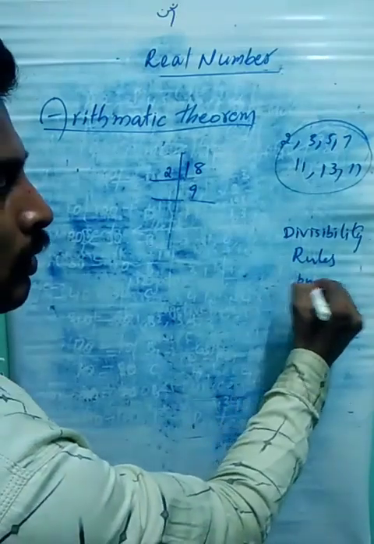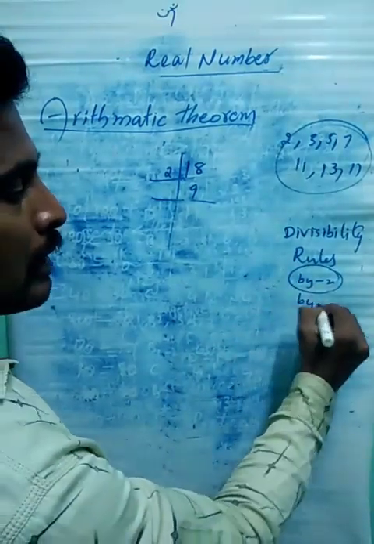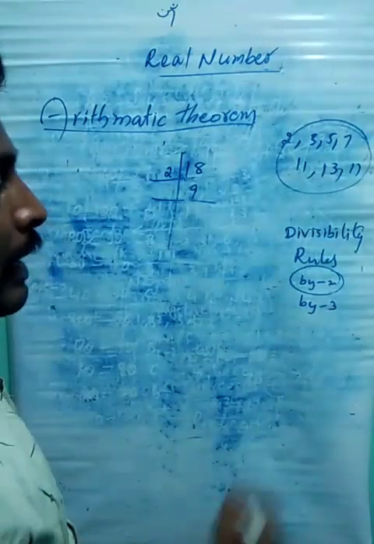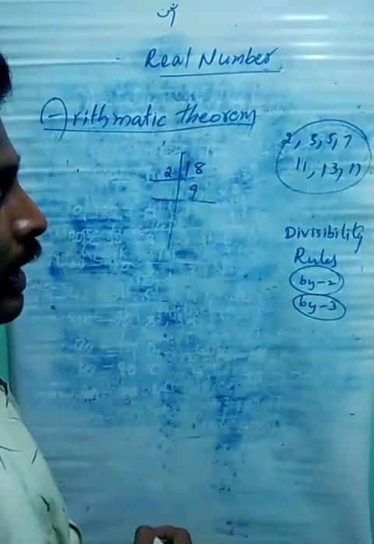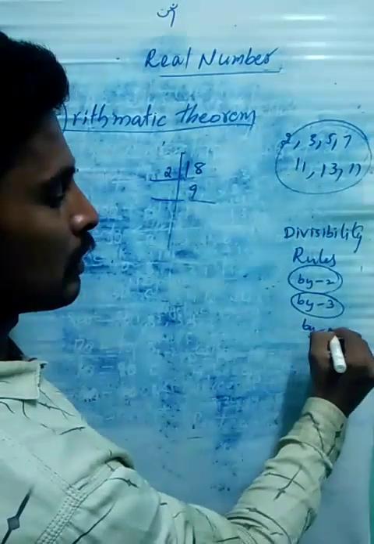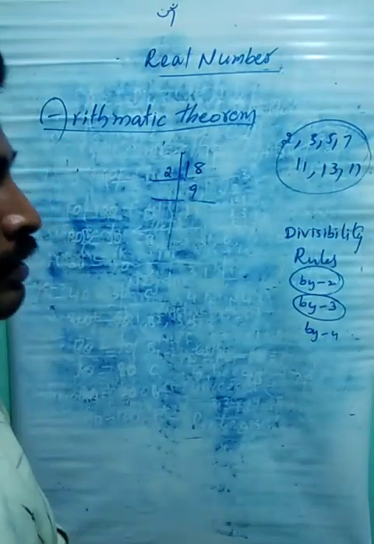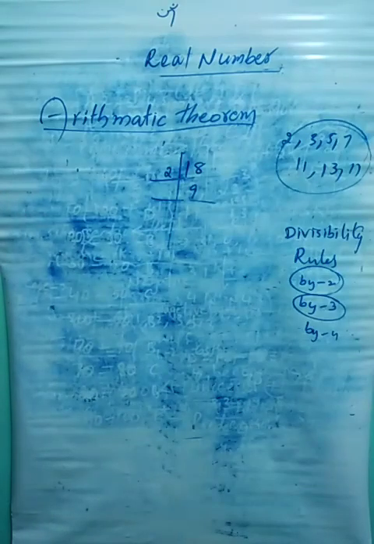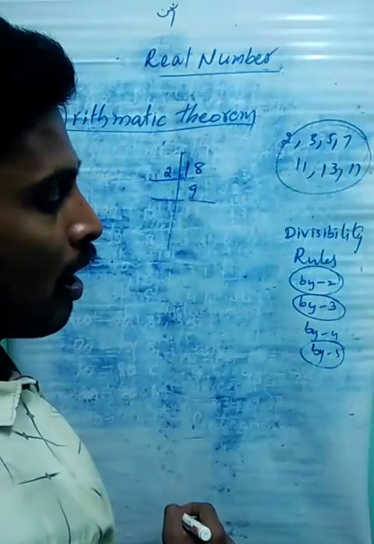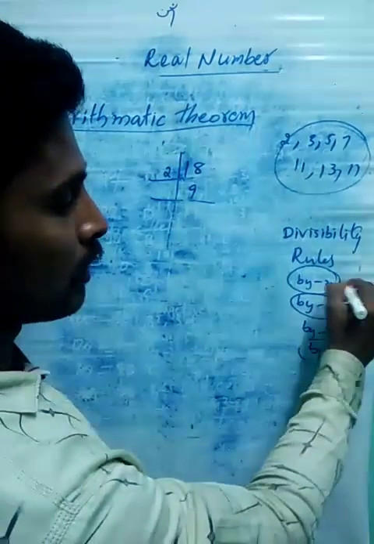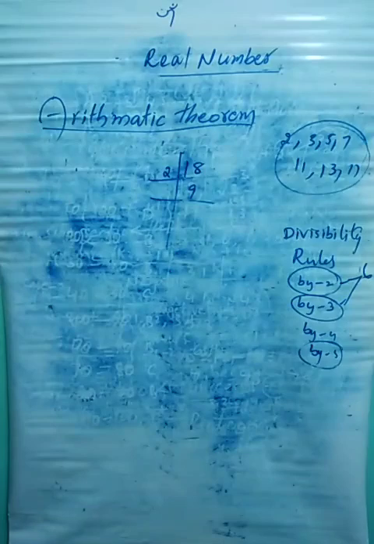Suppose by 2: if even numbers only, divisible by 2. What is by 3? If the sum of the digits is divisible by 3, then the number is also divisible by 3. And by 4 means the last 2 digits are divisible by 4, and then the complete number is also divisible by 4. By 5 means the last digit is 0 or 5. And by 6, if divisible by 2 and 3, then 6 also divides. So like that, some of the divisibility rules are also known.